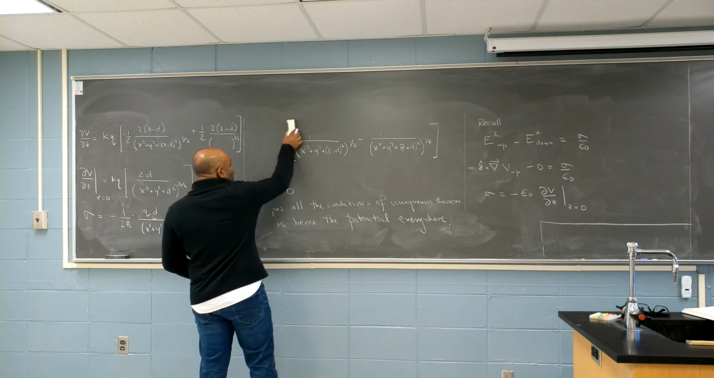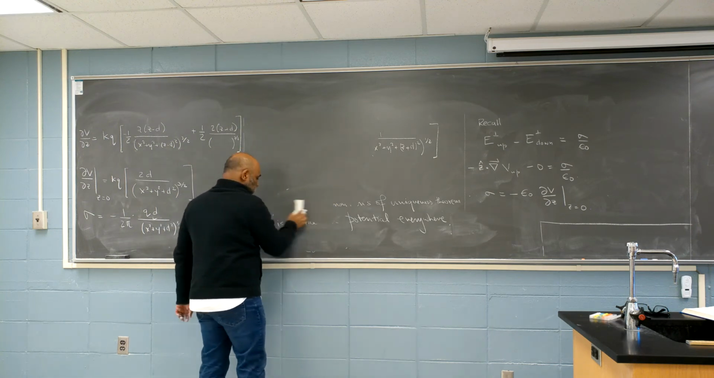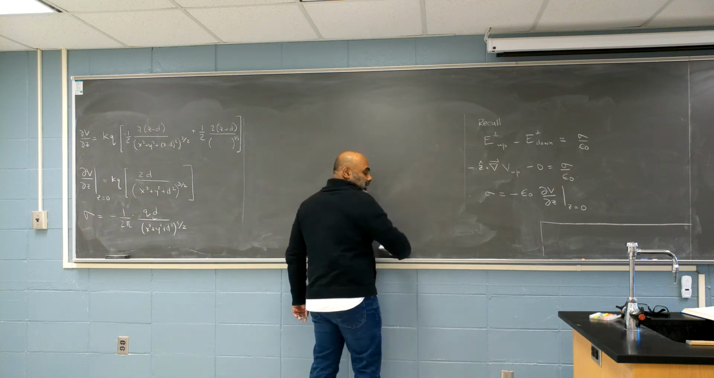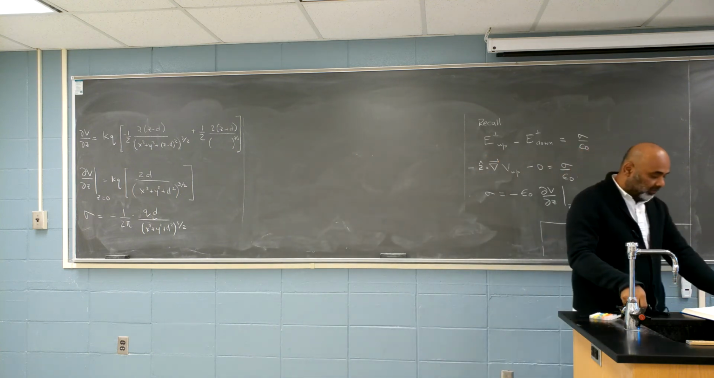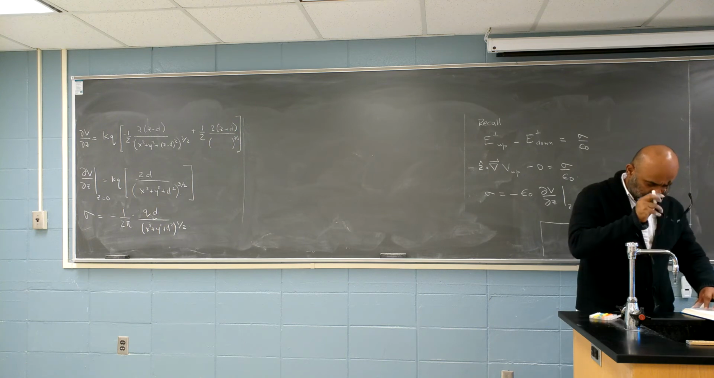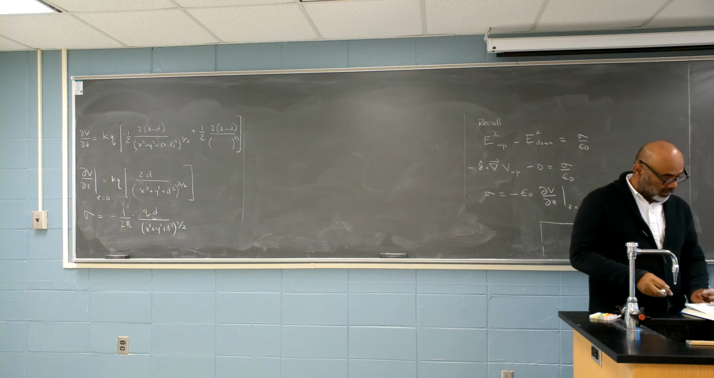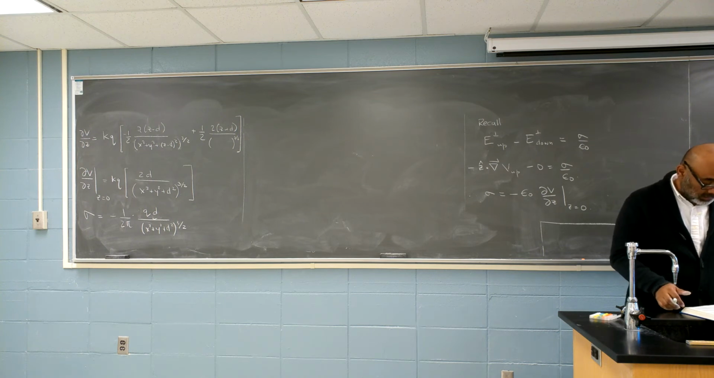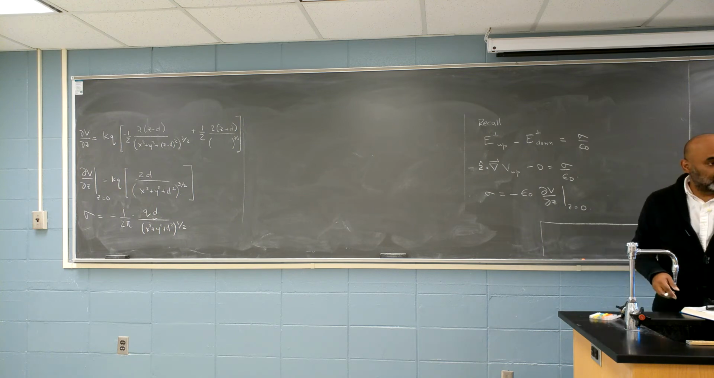Notice, it is a negative charge density. Let me see. I want to make sure I haven't made an algebraic error. I scanned it this morning, but you know, algebraic errors can creep in. 2 pi, perfect. That is the charge density.